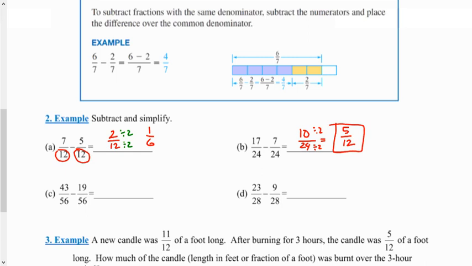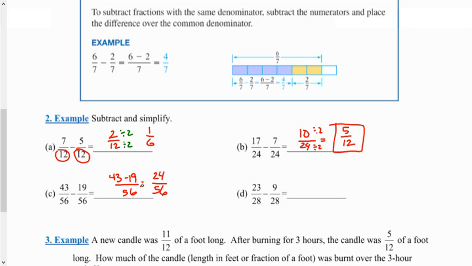Okay. Let's look down over here. 56ths, yep, common denominators. So all I've got to do is take 43 minus 19. Some people like to write it like this. They'd say 43 minus 19, over 56. And that's just totally fine. So when I think of doing this, I think of 43 minus 20 is 23. And I've got to add 1 back on. So 24/56.